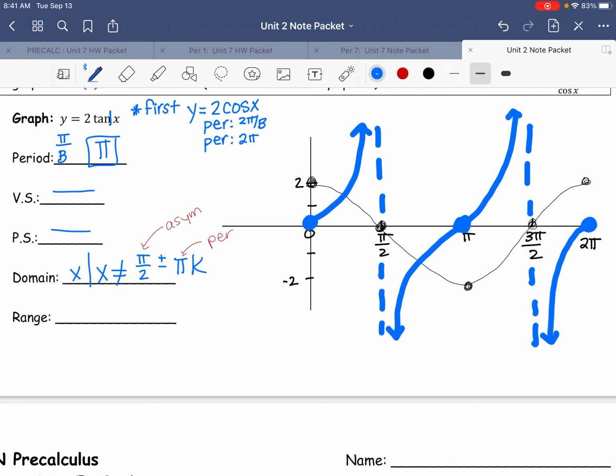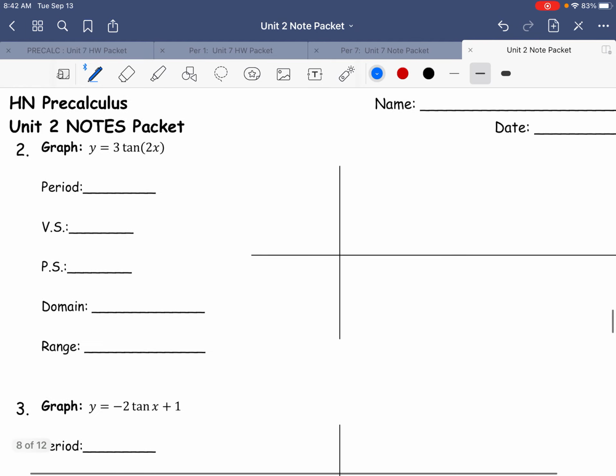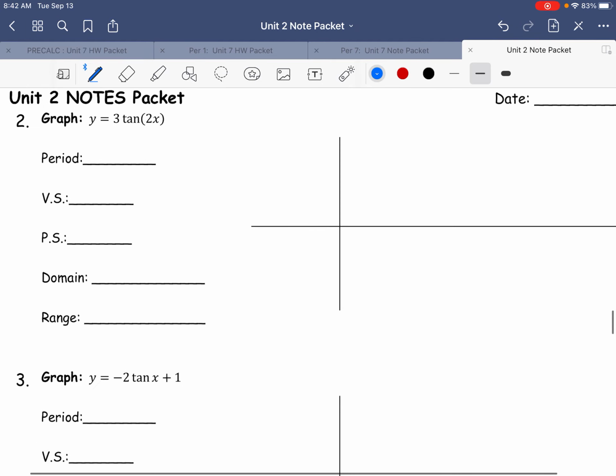All right, range. We're just going to look at our graph to find our range. Our range is our lowest to our highest point, and these graphs are going from negative infinity up to positive infinity. So there is our first one. Let's take a look at example number 2.